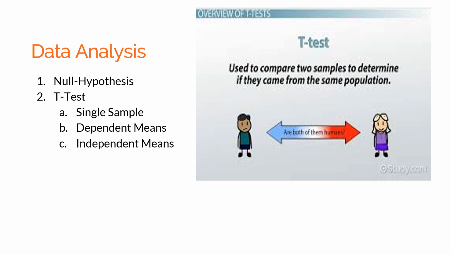And then when you use independent means, that is a comparison in groups selected to be representative of the total population of interest.